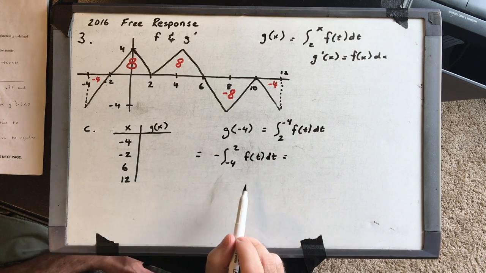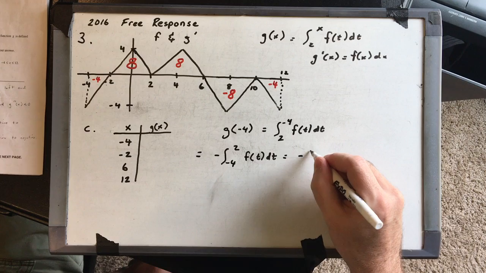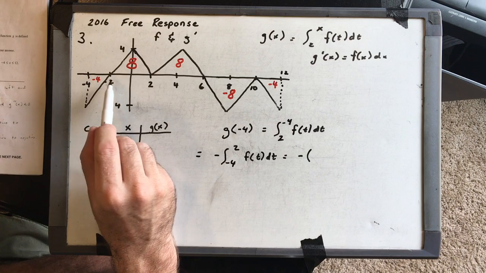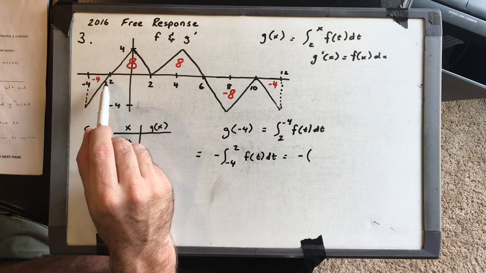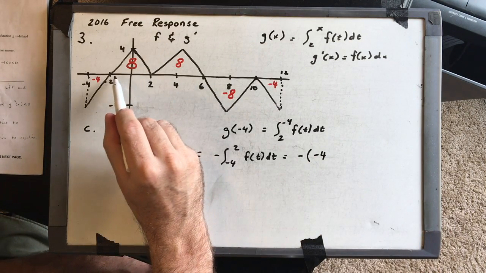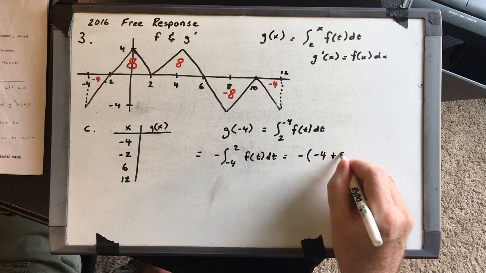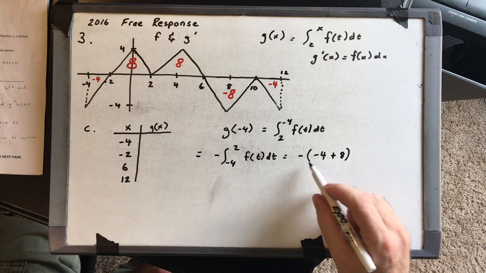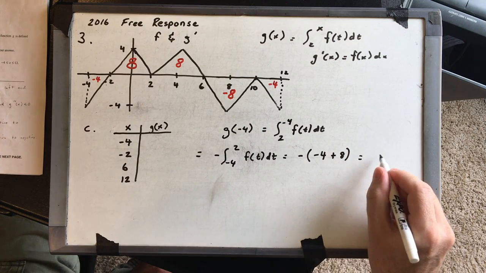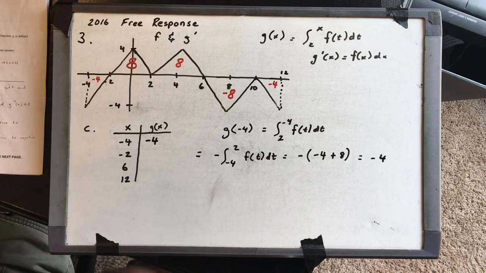And this is where we're going to use the areas. We have a negative out front. What's the area under the curve from -4 to -2? Well, that's -4. And then the area from -2 to 2 is +8. So negative 4 plus 8 is 4, and then you've got a negative out front, so that's negative 4. That's our y value, negative 4.